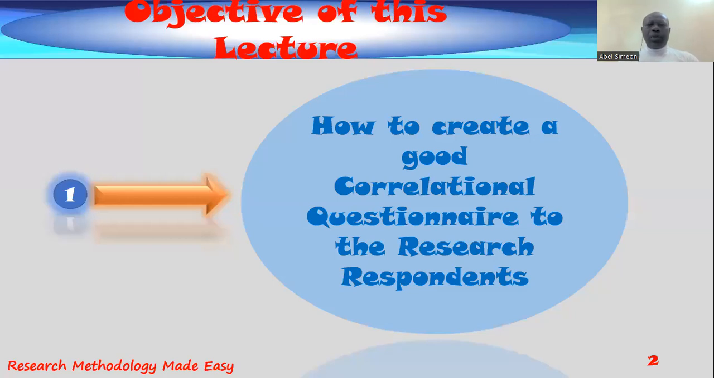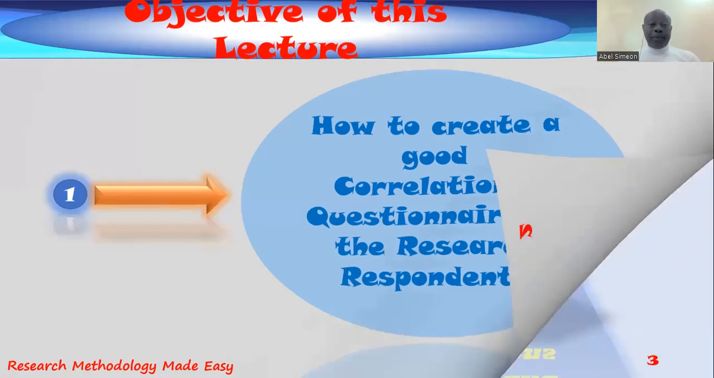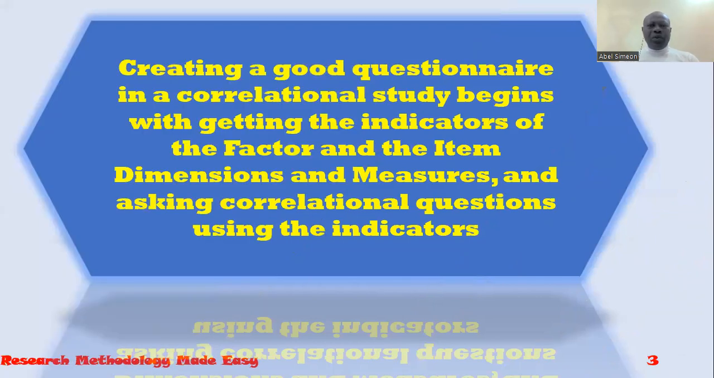How to create a good correlational question for your research respondents, that's what we are looking at today. But before then, creating a good questionnaire in a correlational study begins with getting the indicators of the factor, the item dimensions and the measures, and asking correlational questions using the same indicators.